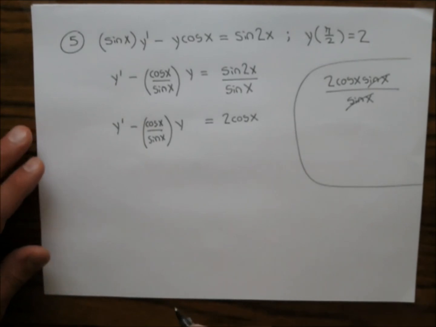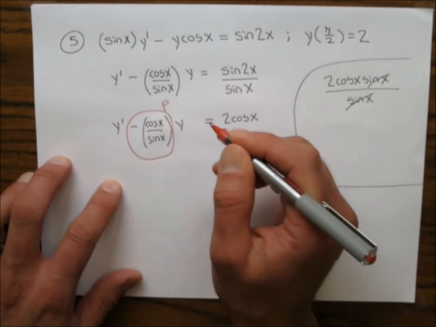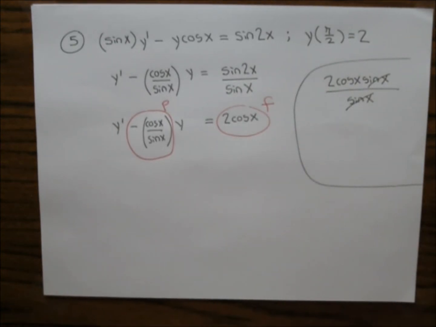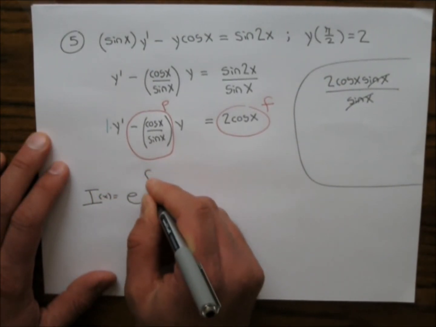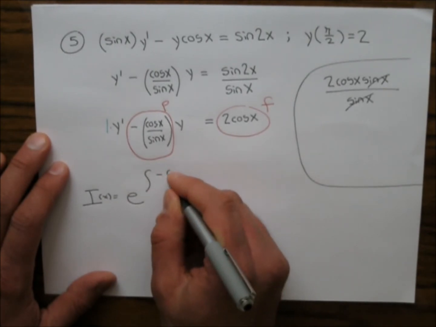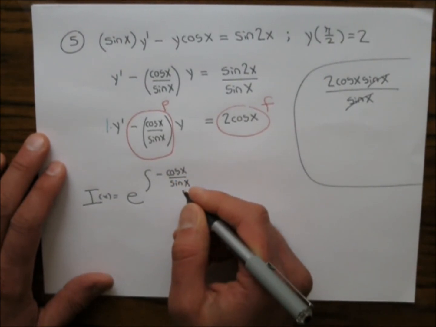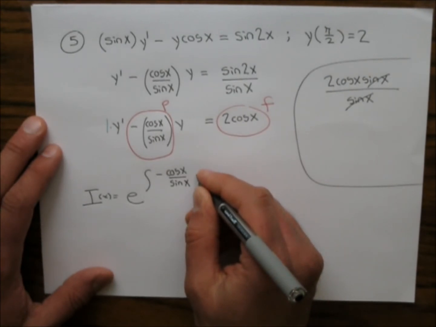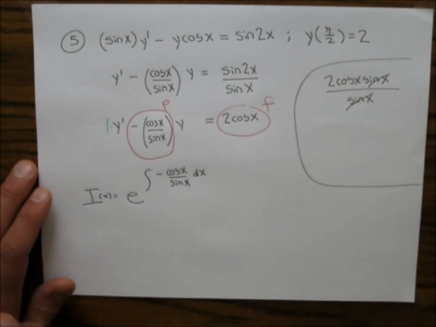Okay, so the next step is to identify the function p, and then this is the function f. There is a 1 in front of the y prime, so we're ready to figure out what the integrating factor is. The integrating factor is e raised to the integral of negative cosine x over sine x dx. So that's what we have there.